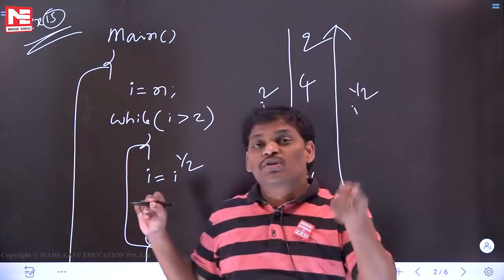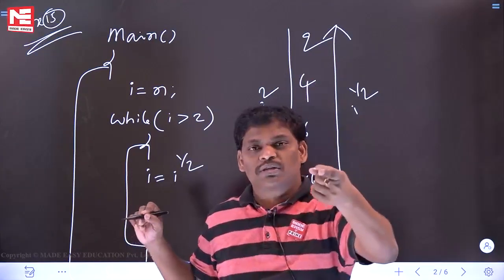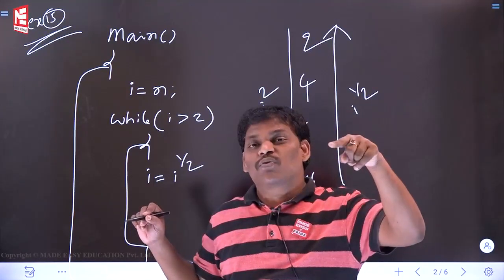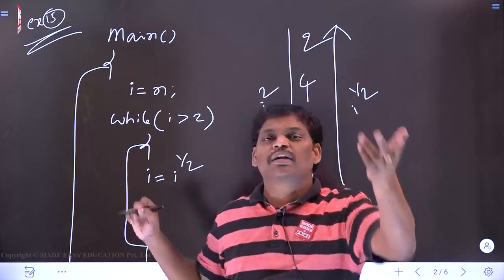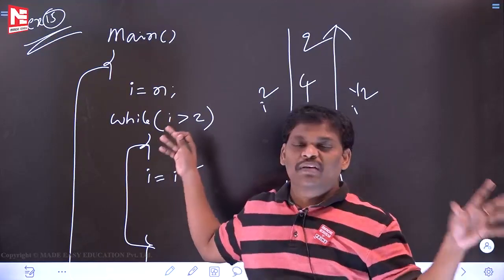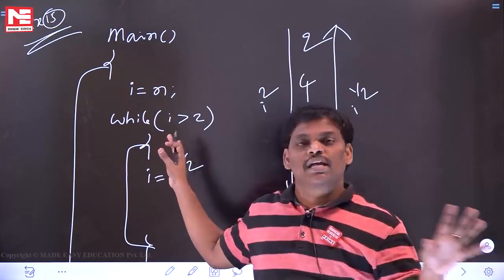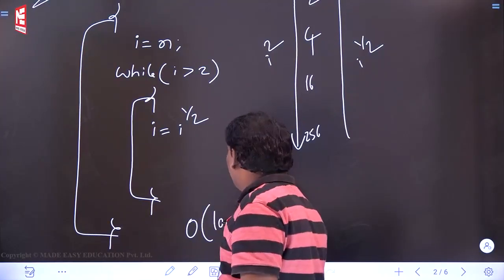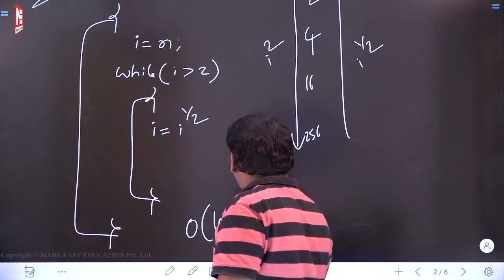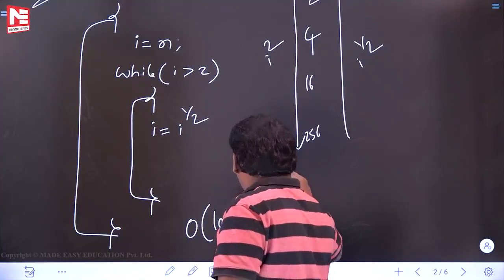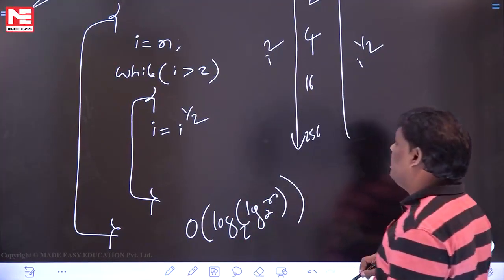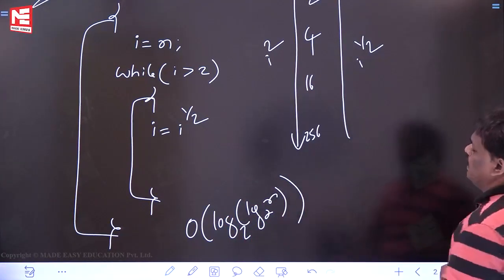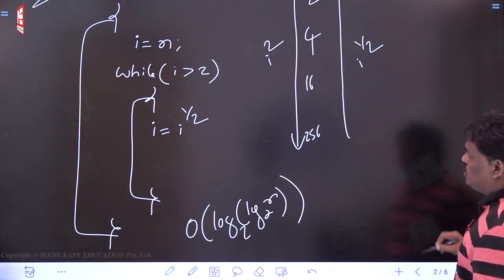Previous one, I is equal to I square, is incrementing; I is equal to I power 1 by 2 is decrementing that much. Both are similar. Previous one incrementing, now decrementing. Same answer will be there. What is the answer of this problem? Big O of log n base 2. Time complexity, everyone knows, how many times does the loop run? Log n times. Inner base is 2, outer base is 2.